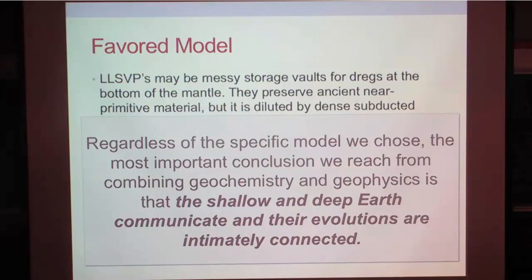Generally, the idea is that the upper oceanic mantle is the stuff that, when it melts, produces mid-ocean ridge basalts.